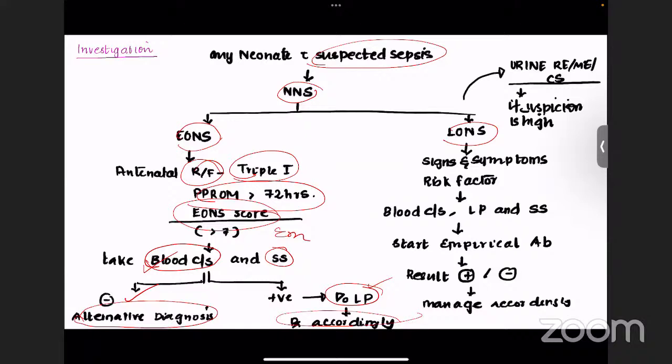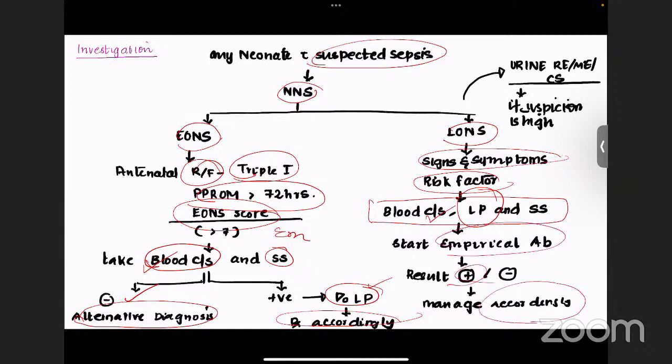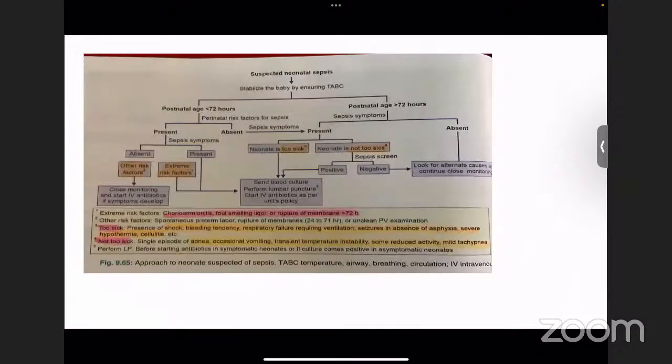But if it is late onset neonatal sepsis, more than 72 hours, and you have seen the signs and symptoms and risk factors are present, then before giving the first dose of antibiotic, you have to take a blood culture. LP should be done irrespective of the results, because meningitis is most commonly seen in late onset neonatal sepsis, whereas it is less common in early onset. As a result, blood culture, LP and sepsis screen should be done before starting any empirical antibiotic. Then start empirical antibiotic. Whether the result is positive or negative, you manage accordingly. This is the chart which I explained.